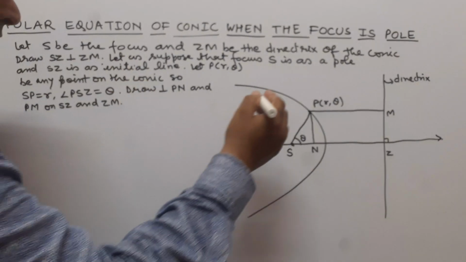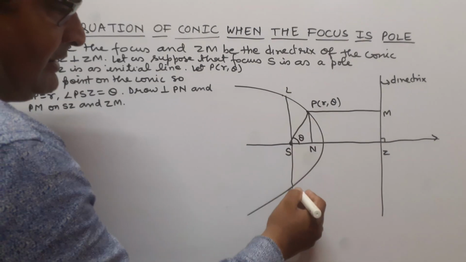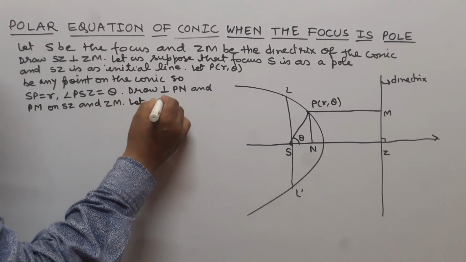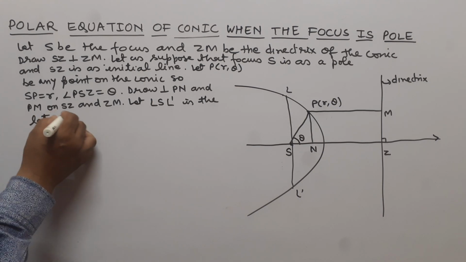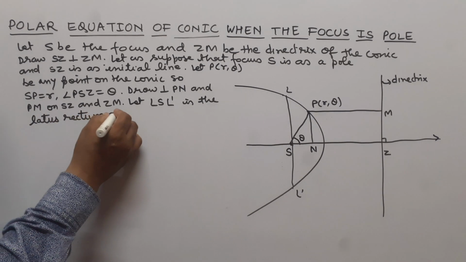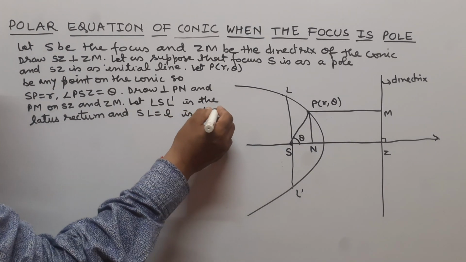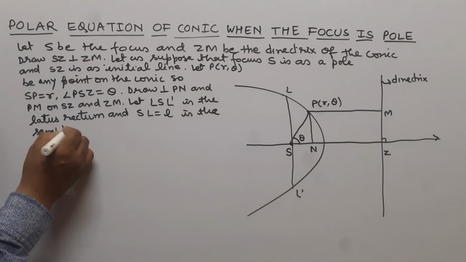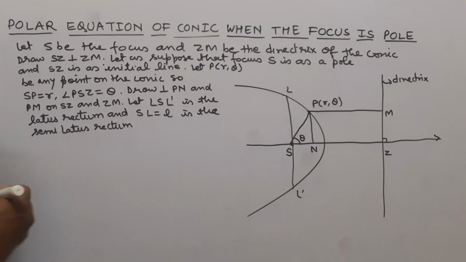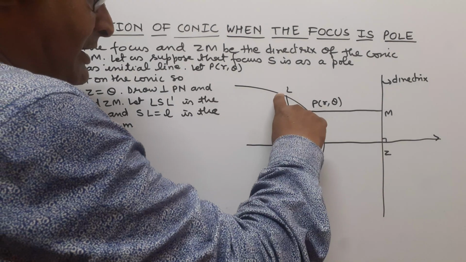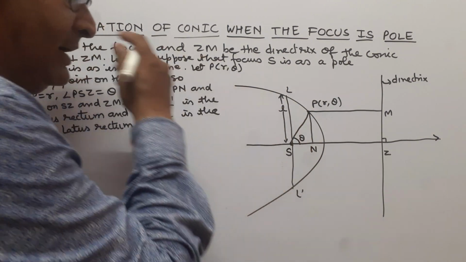Now suppose that LSL' is the latus rectum and SL is equal to small l, the semi-latus rectum. You can see here this LSL' is the latus rectum and SL, this is the semi-latus rectum, which is equal to small l.